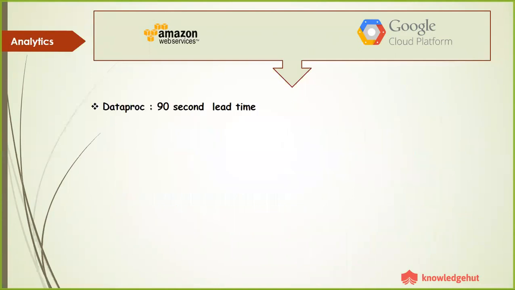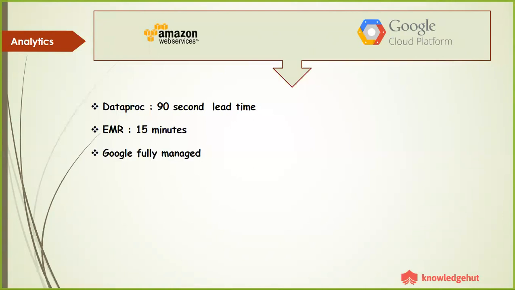On the analytics front, we have Dataproc. Dataproc is a Hadoop system by Google. One of the great things with Dataproc is that its lead time is just 90 seconds. You can create your complete Hadoop cluster within 90 seconds, while EMR, which is the same category offering from Amazon, takes roughly 15 minutes. This is a huge change.